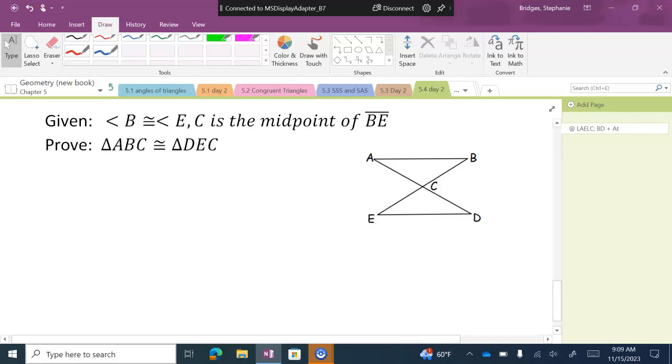Keep in mind how important it is to have your picture drawn so that you can put your markings on it, so you can see how you're proving the triangles congruent. If you don't mark your picture, you're never going to be able to see what you have.